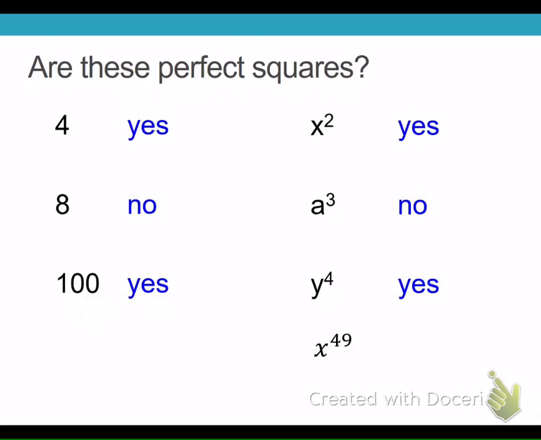What about this one? No. It's not even. 49 itself is a perfect square, but x to the 49th is not, because you can do 7 times 7 for the 49.